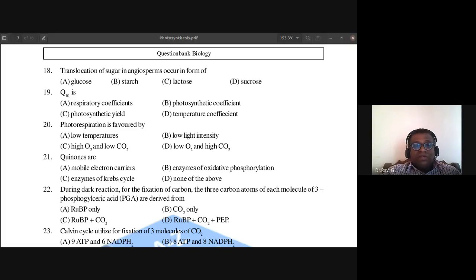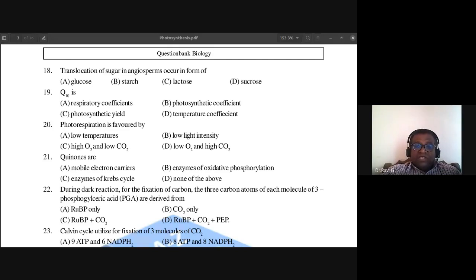It's a very good question. So what is the source of carbon? The carbon of 3-phosphoglyceric acid, is it derived only from RuBP, or from RuBP plus carbon dioxide only, or RuBP plus carbon dioxide plus PEP? What is the answer for this?